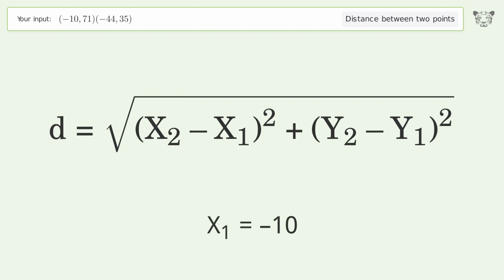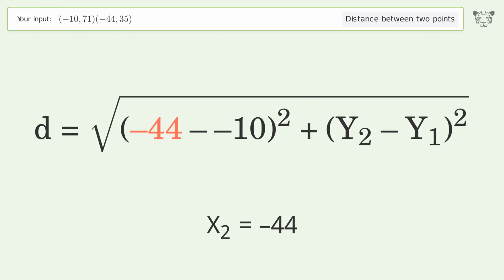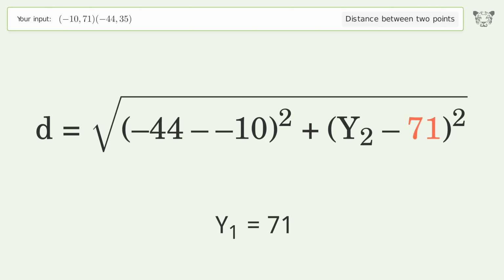x1 equals -10. x2 equals -44. y1 equals 71. y2 equals 35.